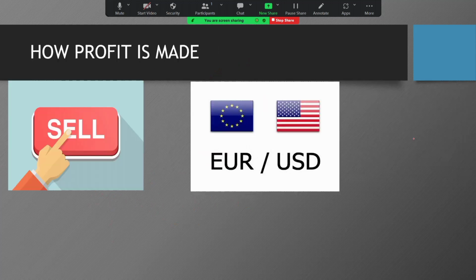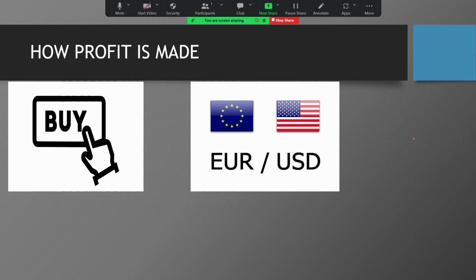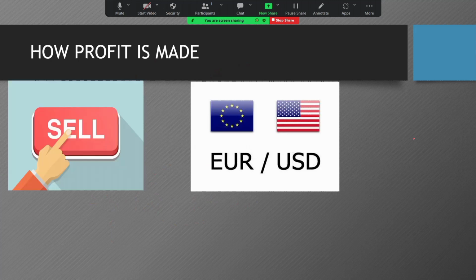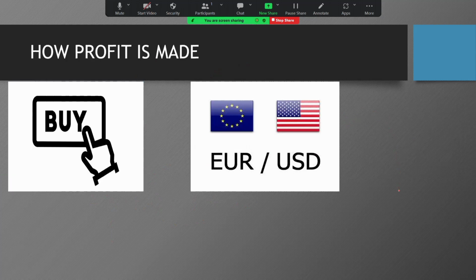Our profit is made by selling and buying. If I'm selling a market, let's say I'm selling Euro USD from here, and I want to make profit on this trade, the market needs to start going down. Same thing applies when I'm buying. If I'm buying from here, if I want to make any profit, the market needs to start going up.